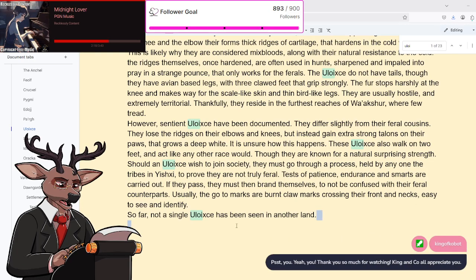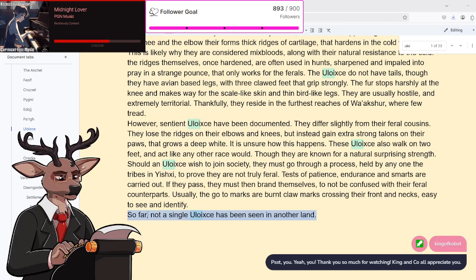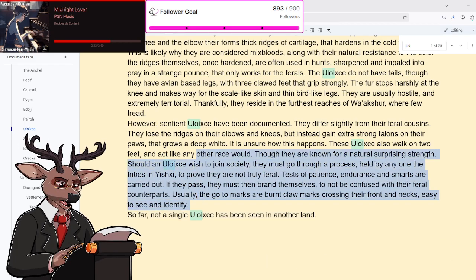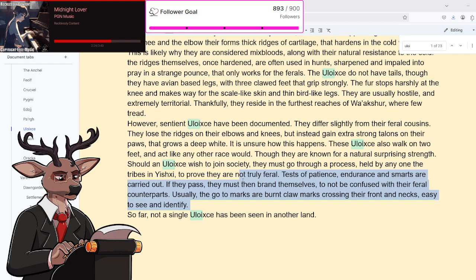Oloichi are extremely rare. They've never been seen anywhere else. And they're not super well trusted because the feral ones are very bad.